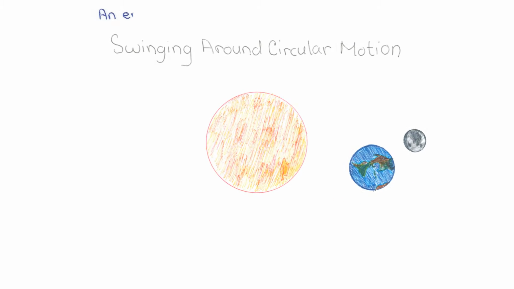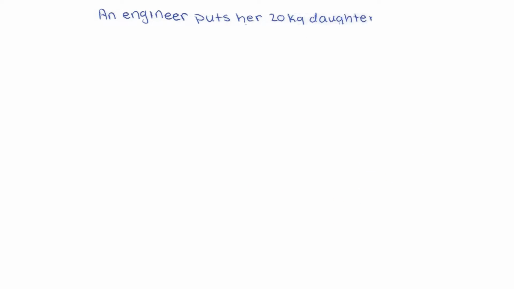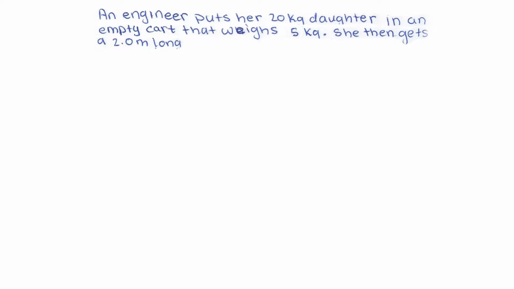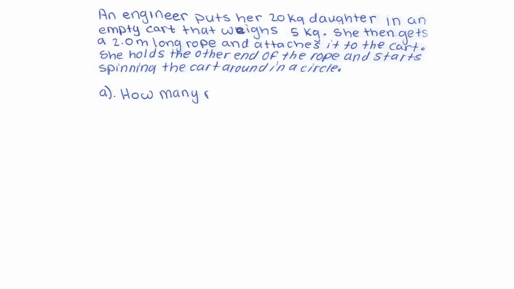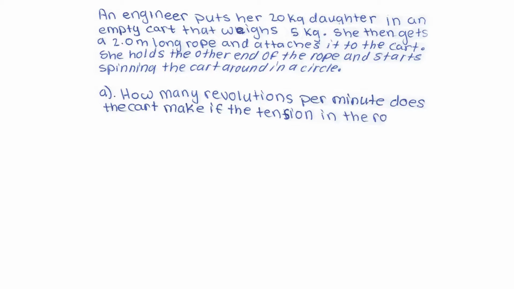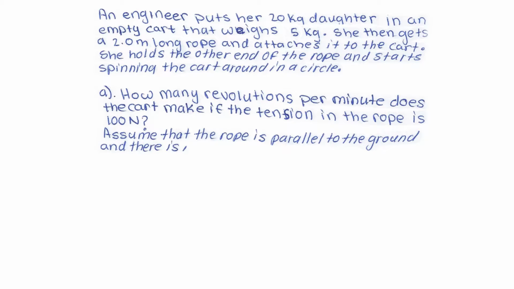Okay, an engineer puts her 20-kilogram daughter in an empty cart that weighs 5 kilograms. She then gets a 2-meter-long rope and attaches it to the cart. She holds the other end of the rope and starts spinning the cart around in a circle. A. How many revolutions per minute does the cart make if the tension in the rope is 100 newtons? Assume that the rope is parallel to the ground and that there is no friction.